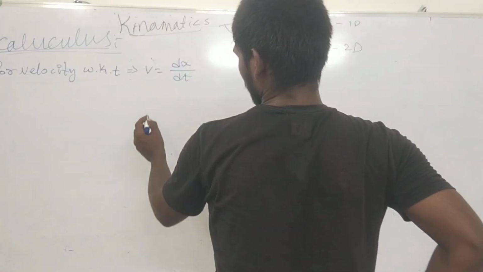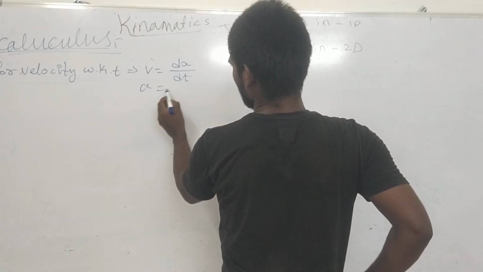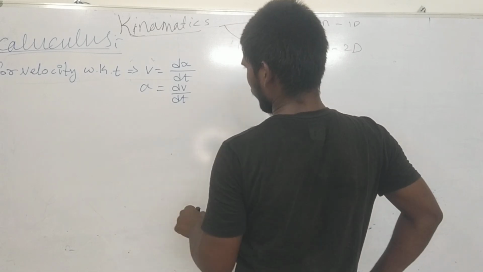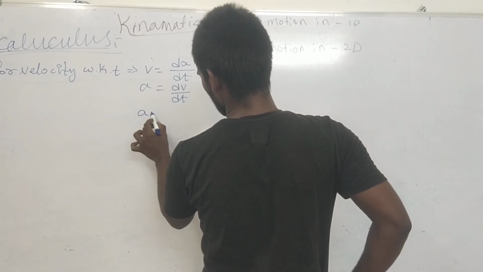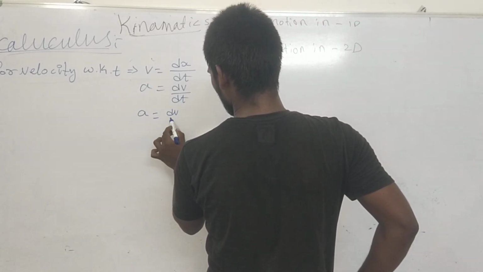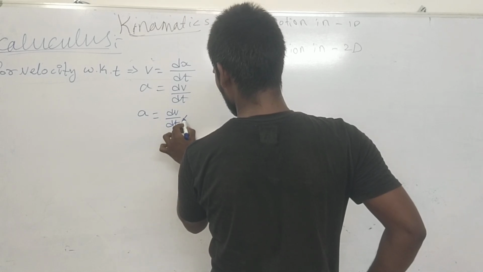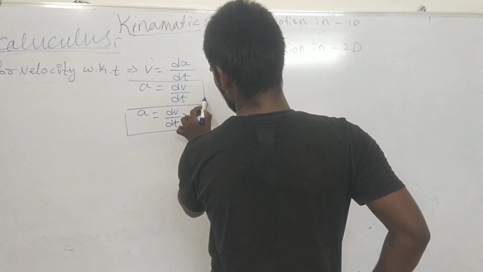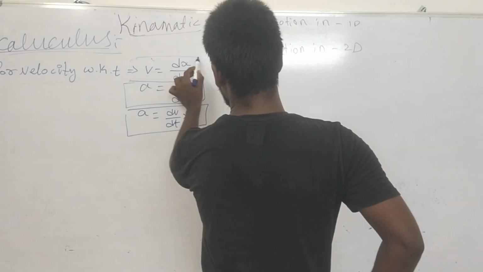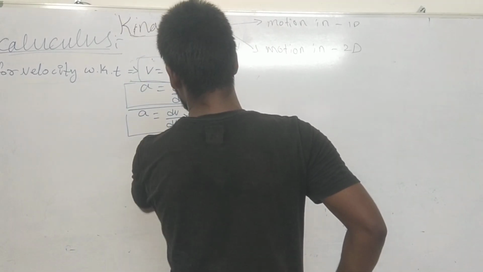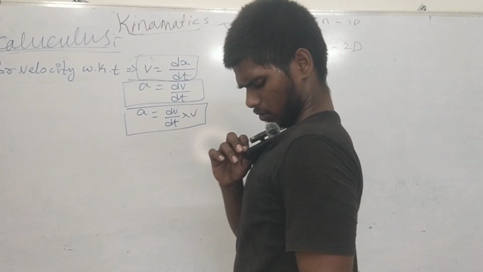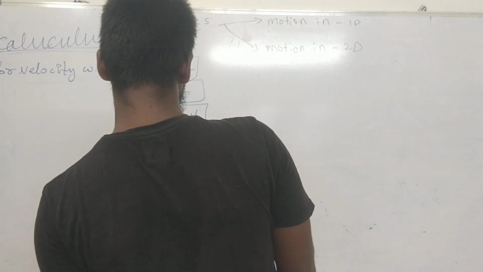For acceleration, it is dv by dt. One more formula is also there for acceleration: dv by dx into v. These three formulas are important.